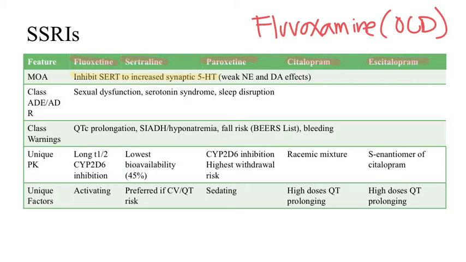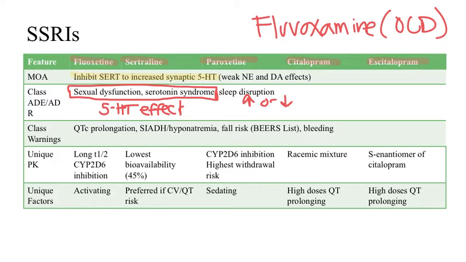As a class, the SSRIs have very similar side effects. So the class adverse effects are listed in the second row of the table. These class adverse effects are due to the on-target effect of increasing serotonin signaling. This increased serotonin signaling contributes to decreased libido or other forms of sexual dysfunction, the possibility of developing serotonin syndrome, or sleep disruptions. And these can actually be either increased sleep or insomnia, depending on whether or not the particular drug is sedating or activating.